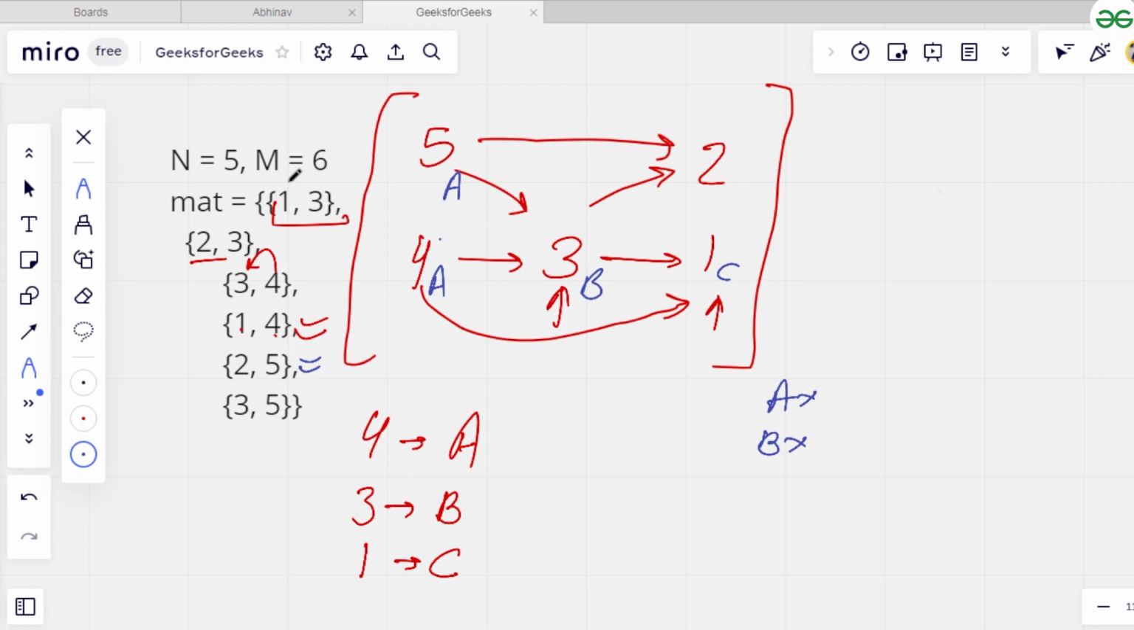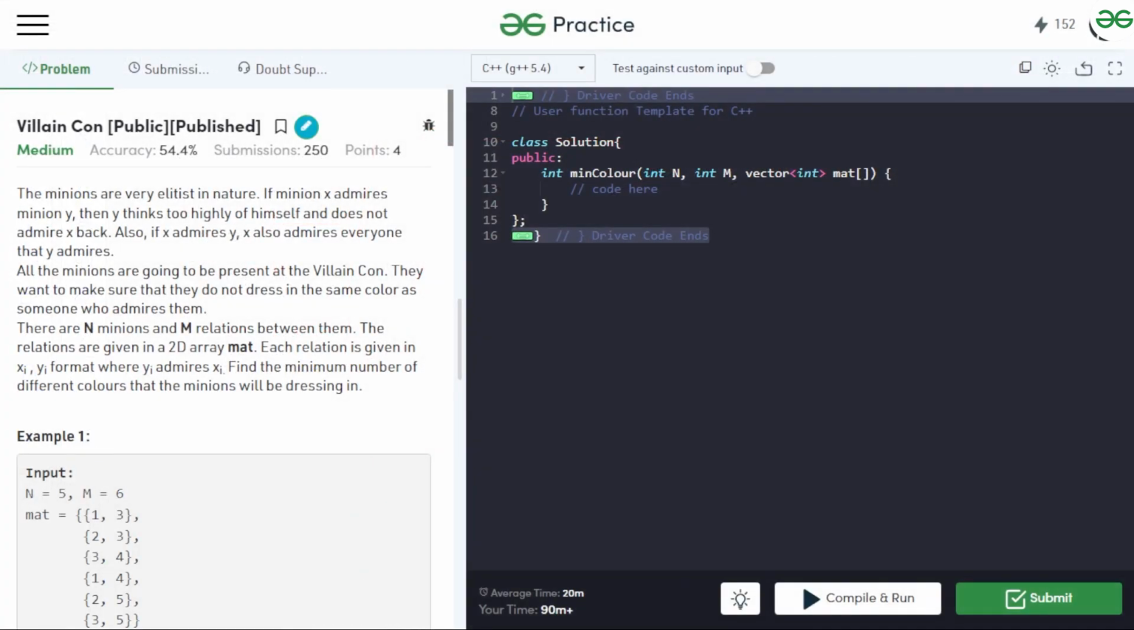So instead of taking a third color, we can use A only, because between 5 and 4 there is no relation. So we can use A here. Similarly for this 2, we can use C. Why C? Because there is a relation between 5 and 2, 5 is admiring 2, and there is a relation between 3 and 2, 3 is admiring 2. But there is no relation between 1 and 2. So if the color of 1 is C, we can also take the color of 2 as C. So we have taken 3 different colors A, B and C for our test case. You can also see the answer of this particular test case. It is 3, given to us here.